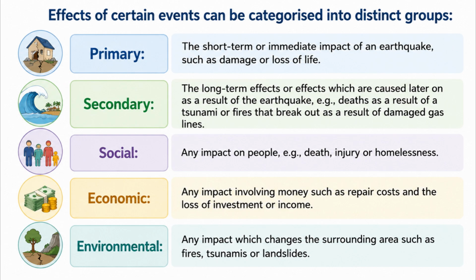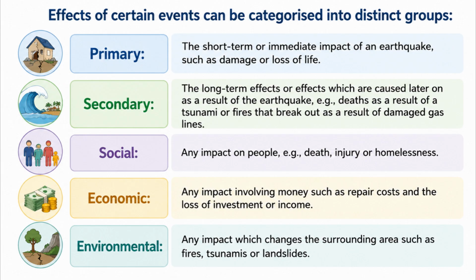Make a summary of the image on the screen. Effects of certain events can be categorized into distinct groups. Primary: the short-term or immediate impact of an earthquake, such as damage or loss of life. Secondary: the long-term effects or effects which are caused later on as a result of the earthquake, for example, deaths as a result of a tsunami or fires that break out as a result of damaged gas lines.